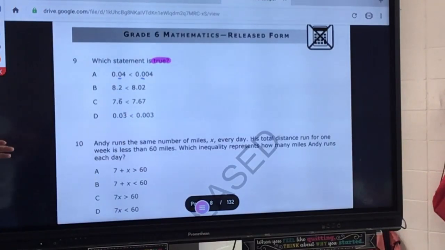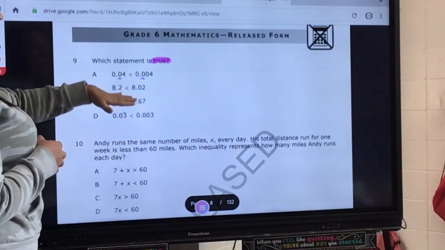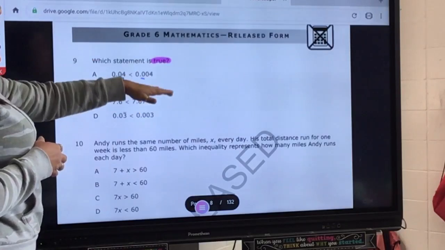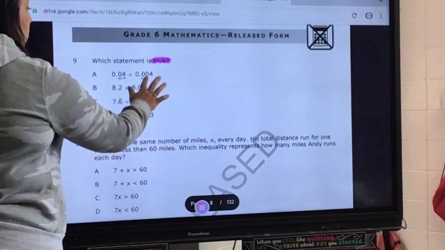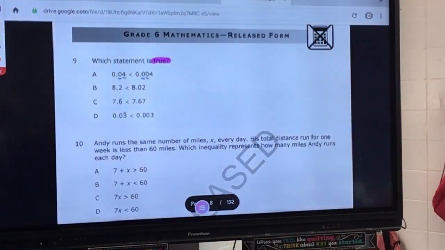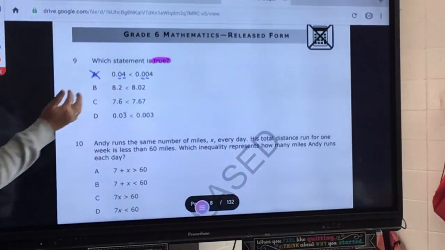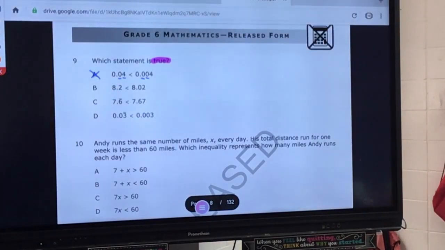We're trying to see if 4 hundredths is less than 4 thousandths. Well, if you look at the next place value, we have a 4 and then another 0. Which one is greater, 4 or 0? 4, right? So we know that A is not correct because 4 is greater than 0, 4 is not less than 0. Does that make sense?